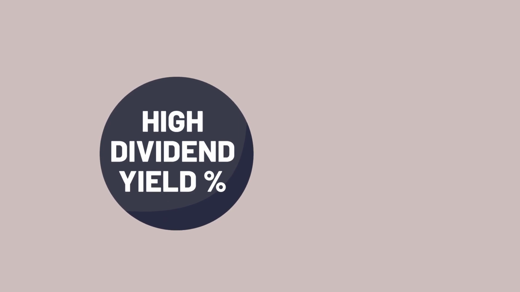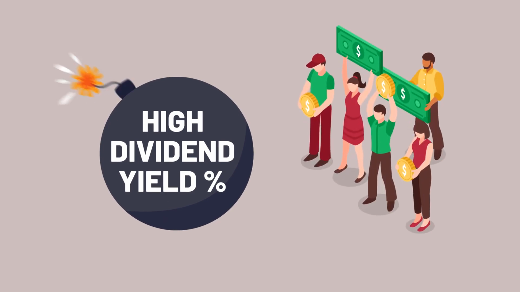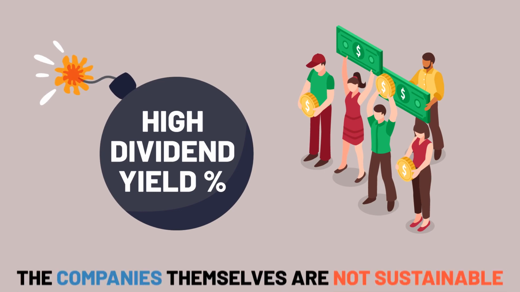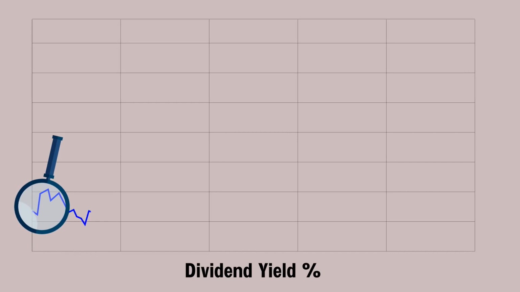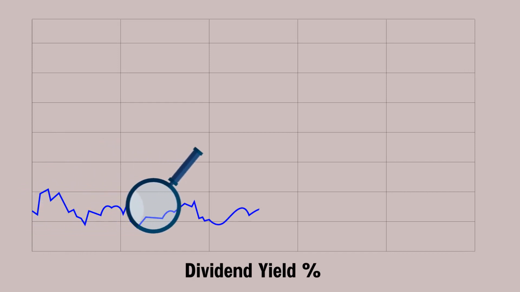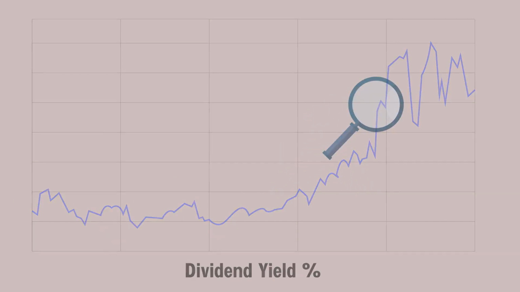A high dividend yield could be a trick to attract investors. Dodgy companies use this tactic to lure you in, but their dividend payouts are not sustainable. Many times, the companies themselves are not sustainable. To get a realistic sense of a company's dividend yield, track it over time through good and bad market cycles. You should also compare it to the industry norm.